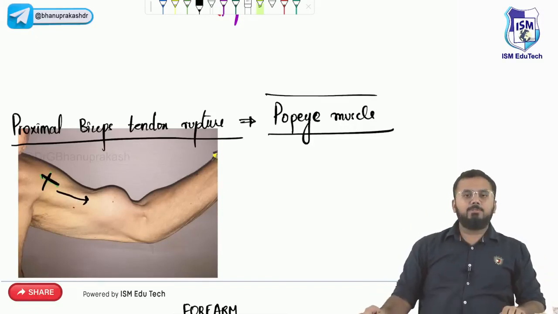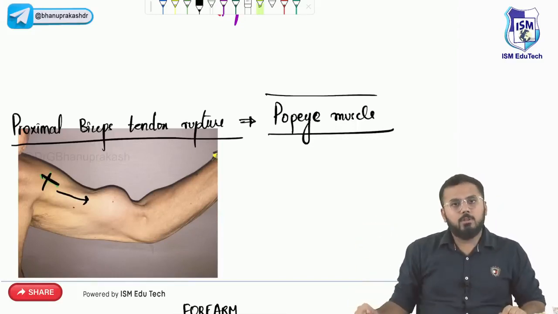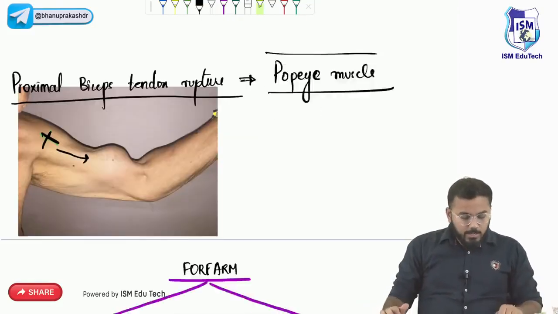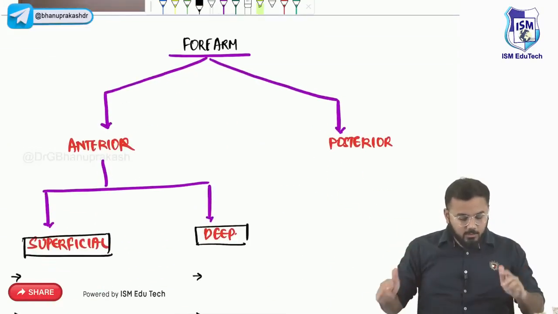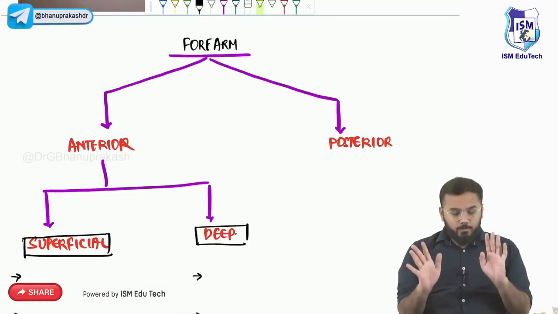Naresh, triceps insertion is onto the olecranon process. It is inserted to the olecranon process on the back. It is not important, that's why I did not tell you. Right, so let us enter into the muscles of the forearm. All of you, don't write anything now.